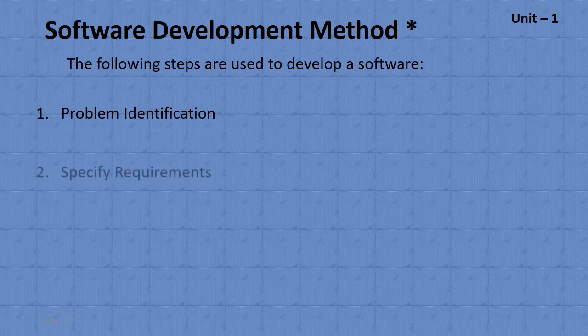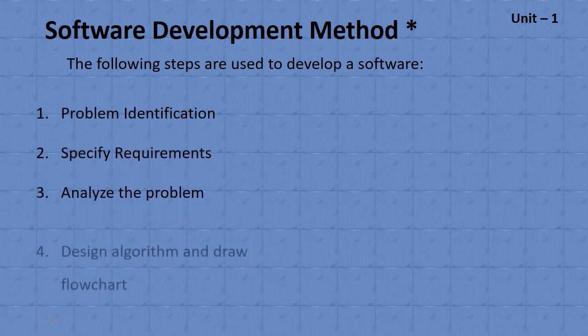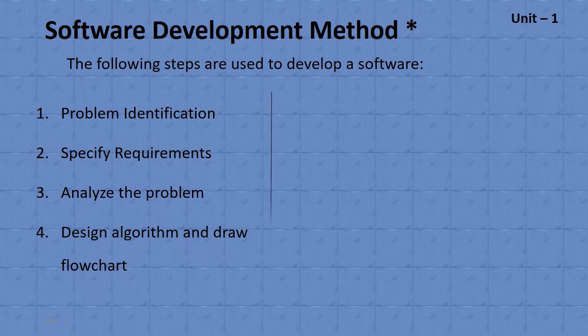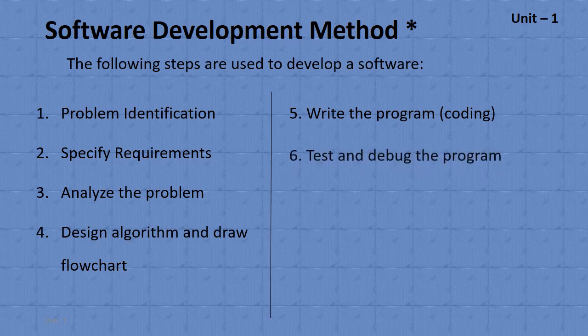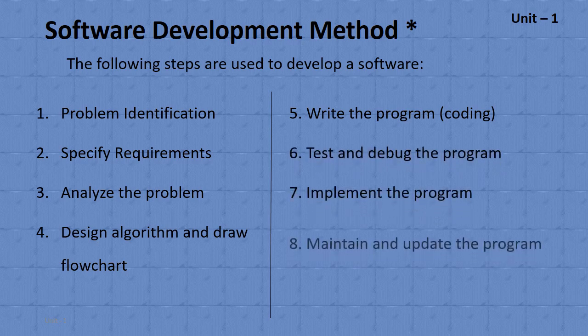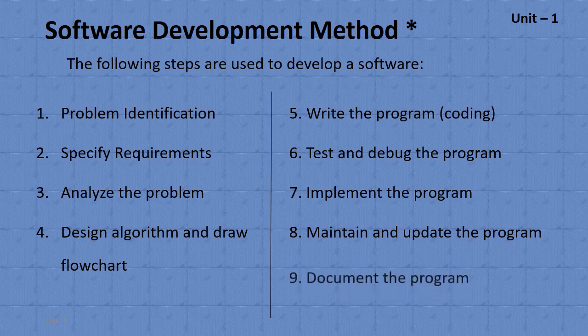Problem identification, specify requirements, analyze the problem, design algorithm and draw flowchart, write the program, in other words coding, test and debug the program, implement the program, maintain and update the program, document the program. For the time being, you have to remember these by their names in sequence.